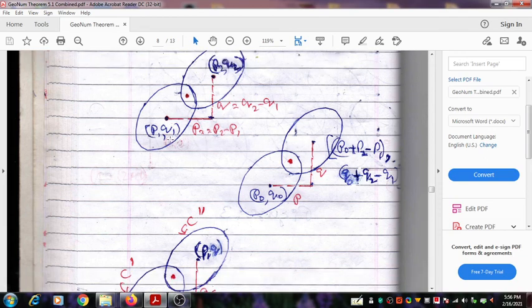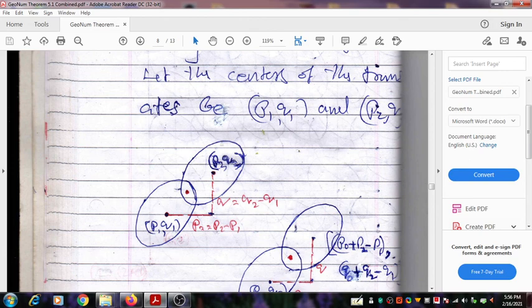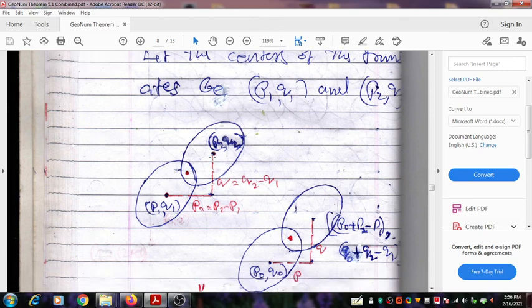And then, this is about the centers and the lines drawn and the distances measured.